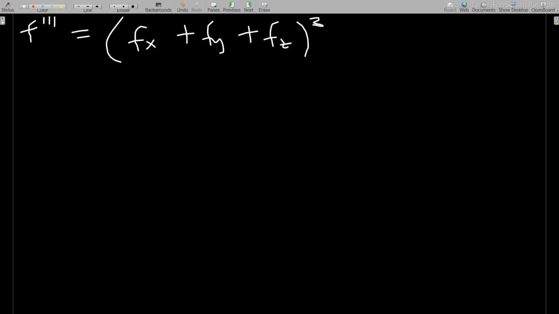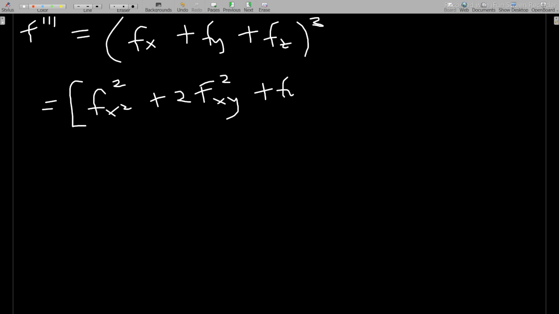Okay, this is the same as what we just did with the square: you take the square and multiply it by one of these, that is all. So we have fx squared, plus 2fxfy, plus fy squared, like this.